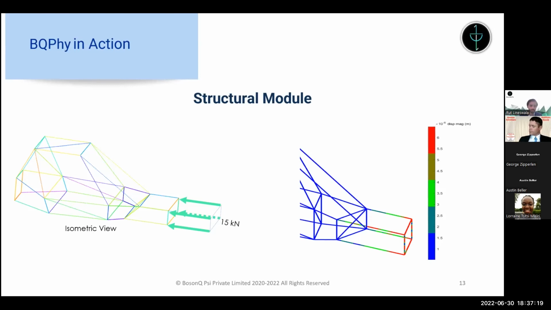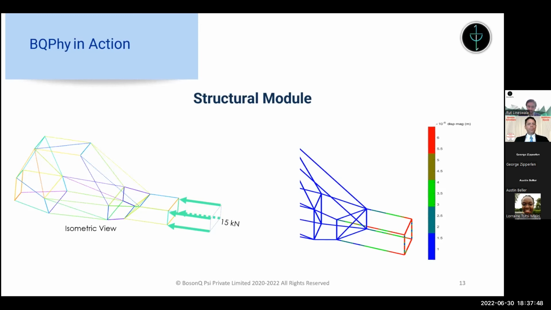So in the structure module here, you see this is again an automotive example. This is a very crude automotive example where you have essentially the bones of the car, the skeleton of a car. And so here is essentially your front bumper, and this is replicating what it might be like if you kind of ran into a brick wall or something.